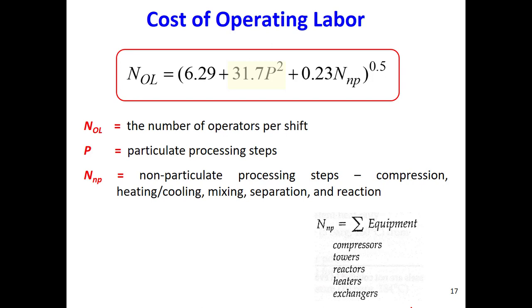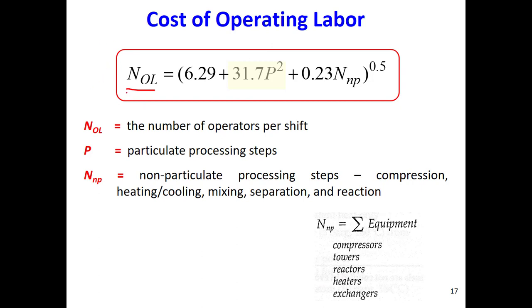Okay, cost of operating labor. We need to know the number of operators that we need. The first thing we need to find out is how many operating labors we need in the factory. There is usually an equation that we use to find the number of operating labor.